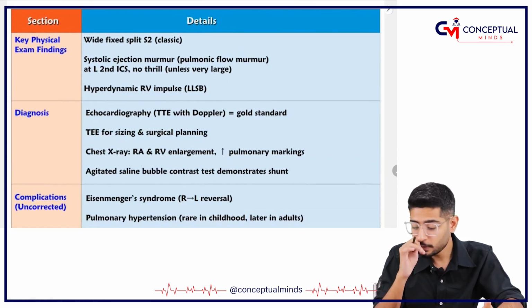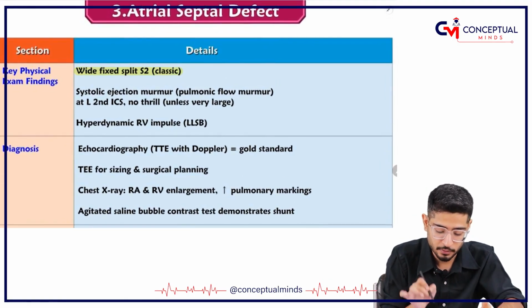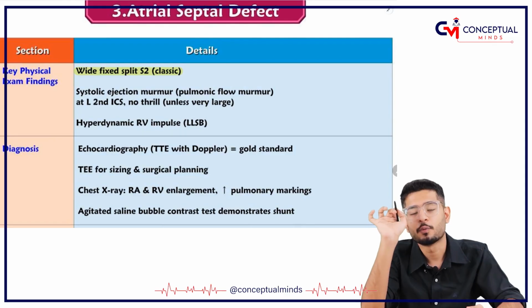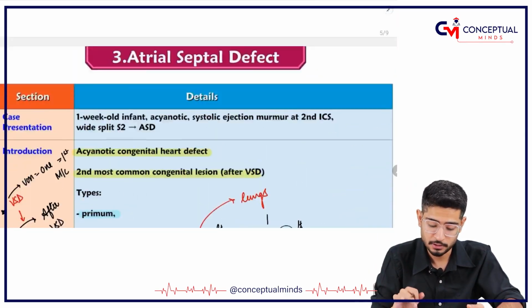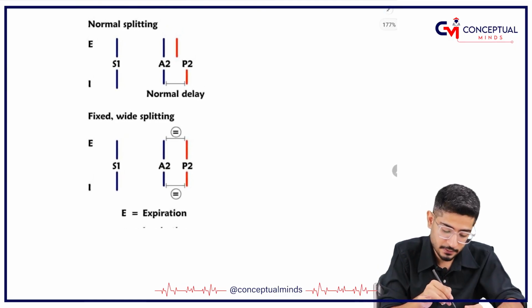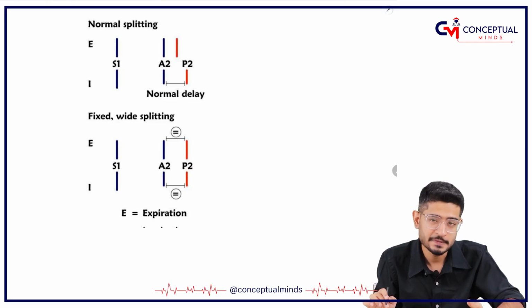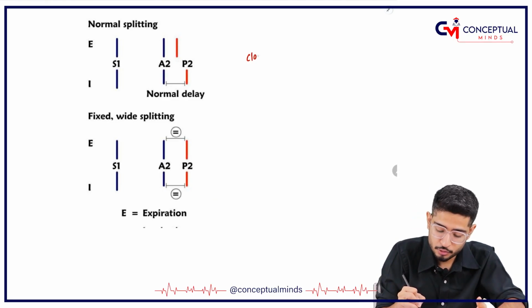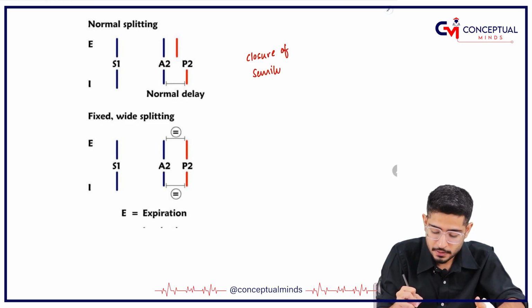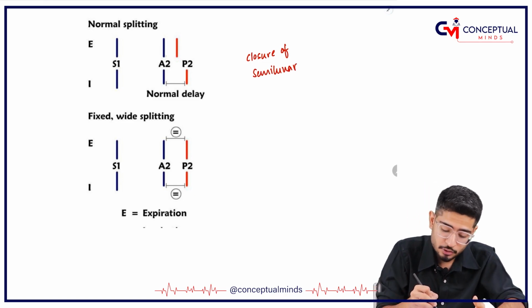Okay, now what will you see? There is a wide split S2 sound. This is extremely important. Wide split S2 sound. What does this mean? Coming on to this wide split S2, understand that there are four heart sounds: S1, S2, S3, S4. S2 is actually the closure of the semilunar valves. Okay, so A2 and P2 are going to close. So A2 means what?